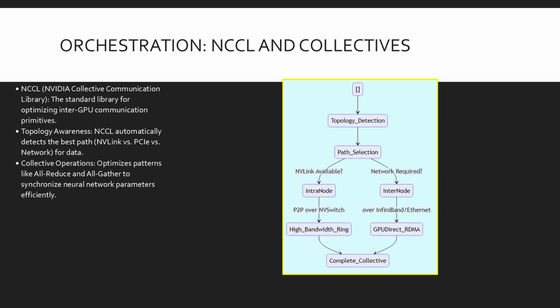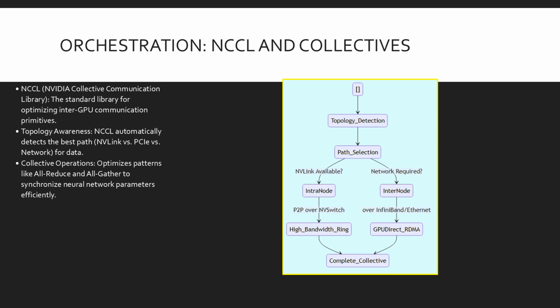Finally, hardware needs intelligent software to drive it. This is the role of NCCL, the NVIDIA Collective Communication Library. NCCL implements collective operations, standard communication patterns like allReduce, where every GPU shares its results with every other GPU to update the AI model. NCCL is topology-aware. It automatically scans the hardware to determine the fastest path for data. If the GPUs are in the same box, it uses NVLink. If they are across the room, it uses InfiniBand or Ethernet via GPU Direct. This abstraction allows developers to focus on the model, knowing the communication is optimized for maximum bandwidth.